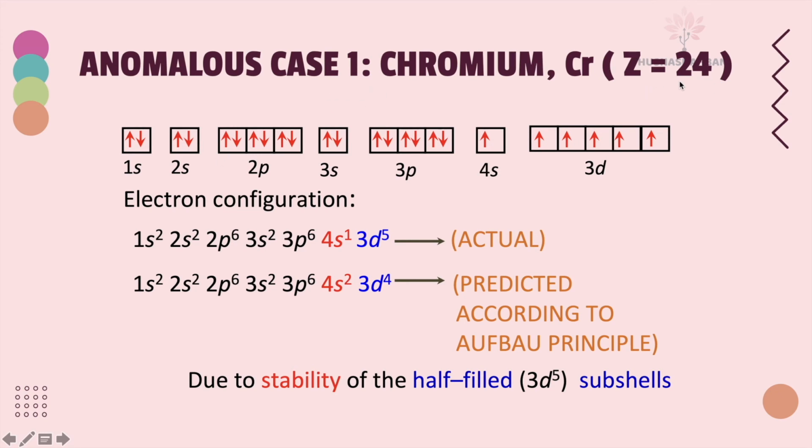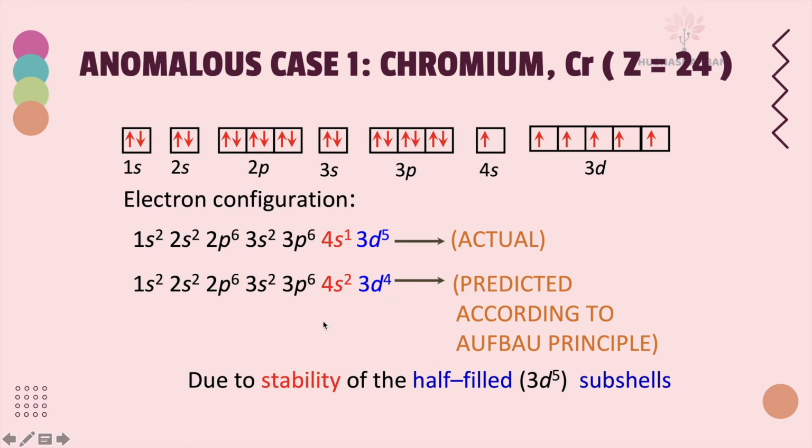For chromium, proton number 24, electron number 24 as well. If we write the electronic configuration, we must fill 4s first, because 4s has lower energy than 3d. So we fill 1s2, 2s2, 2p6, 3s2, 3p6, 4s2, 3d4. This is what we predict according to the Aufbau principle.